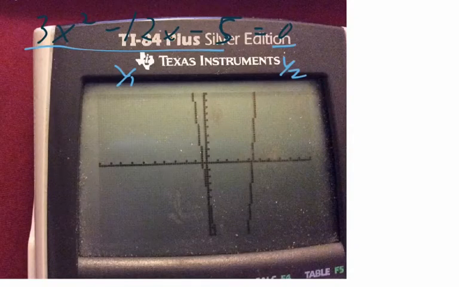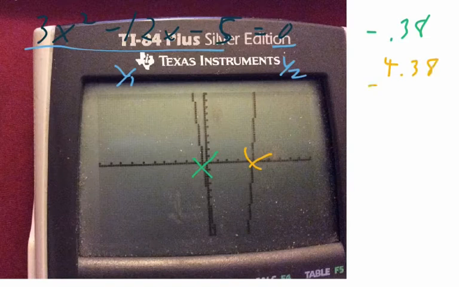So this time you're going to do second trace and go down to number 5, which is the intersect button, and you hit enter 3 times, and that's going to give you the one that's closest to 0, which is this one. And so my first one is negative 0.38. I do second trace, intersect. I hit enter for the first 2 curves, and then I go over to the one on the right hand side over here. This is where I'm making my guess for the second one, and it tells me the answer is 4.38. And I'm done with that because I have my 2 answers for the quadratic formula.